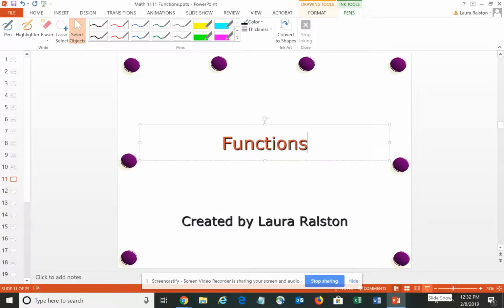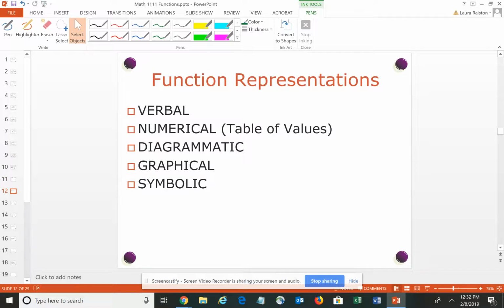We want to continue our discussion on functions, and as I mentioned at the end of the first video, there are numerous ways to represent a function. There are actually 5 different ways within the realm of functions that they can be represented. They can be represented verbally, using words; numerically, using a table; diagrammatically, using a picture or a diagram; graphically; and then symbolically. And so we're going to look at each one of these representations and think about the pros and cons, when you would want to use which one.